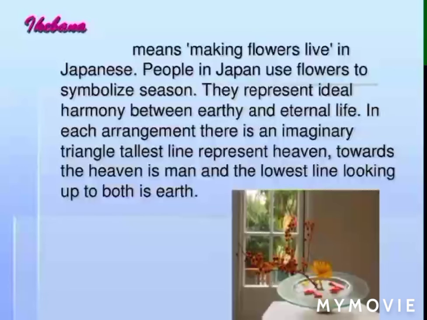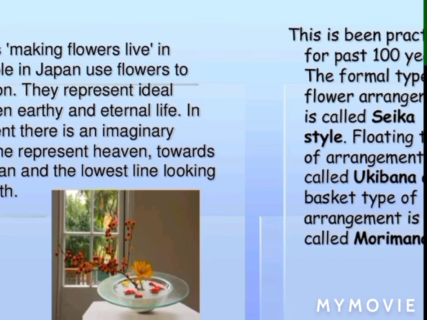Then we have ikebana, meaning making flowers live in Japanese. People in Japan use flowers to symbolize seasons. They represent ideal harmony between earth and eternal life. In each arrangement, there is an imaginary triangle. The tallest line represents heaven. Towards the heaven is man, and the lowest line looking up to both is earth.